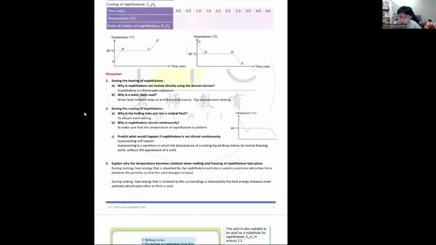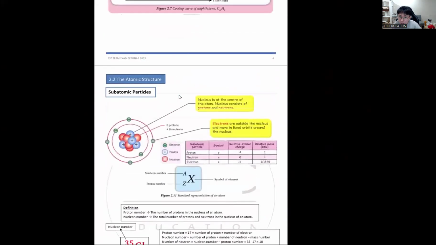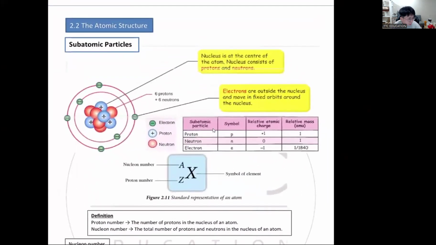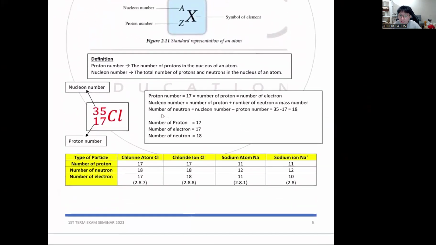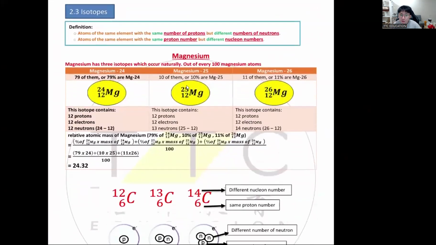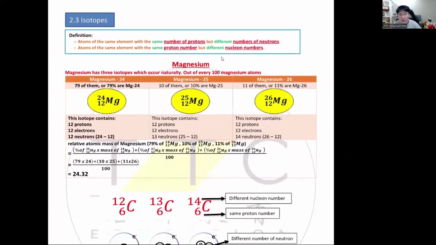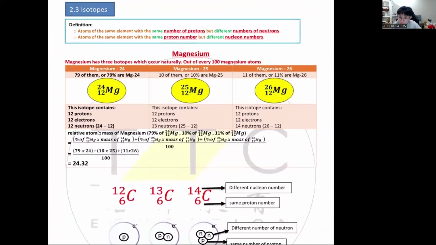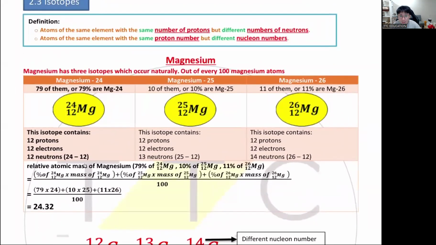Okay, there are notes and short questions provided. The heating curve, cooling curve, the subatomic particles, proton, neutron, and then of course we have isotope, the definition for isotopes, and the calculation for isotope. Guys, remember? We call this the natural abundance.